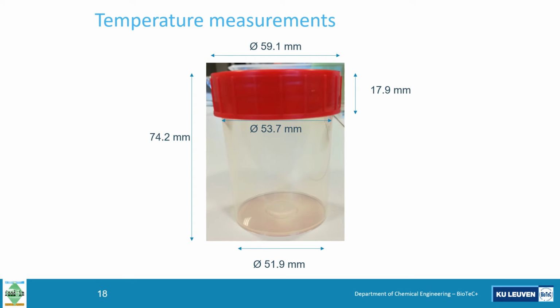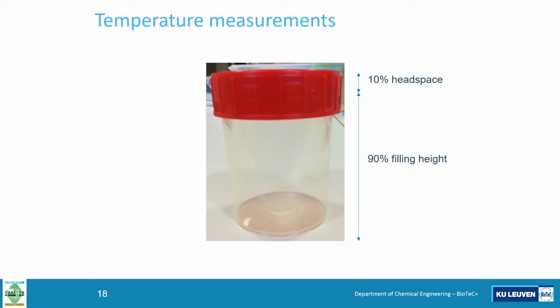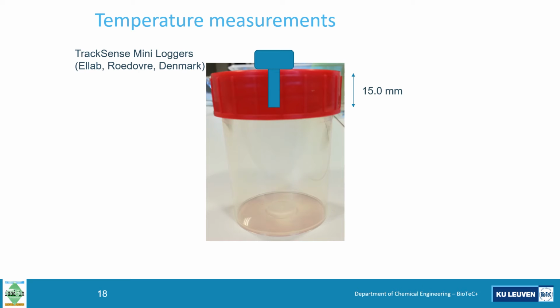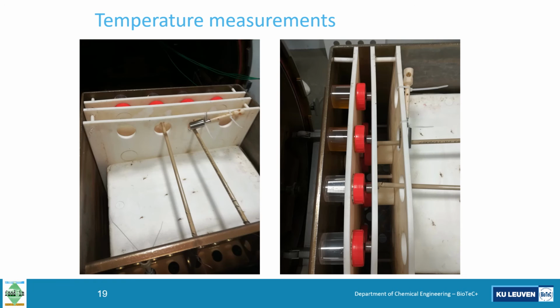These are the beakers that we used, with a height of about 7 centimeters. You can see the other dimensions in the picture. We filled them up to 90% to have a 10% headspace inside the beaker. This is mainly to enable the liquid to mix during shaking. And this is the position of the mini loggers we used for temperature measurements, and you see here again their specifications. And these are 2 pictures of how we attached the different beakers inside the Shaka retort.